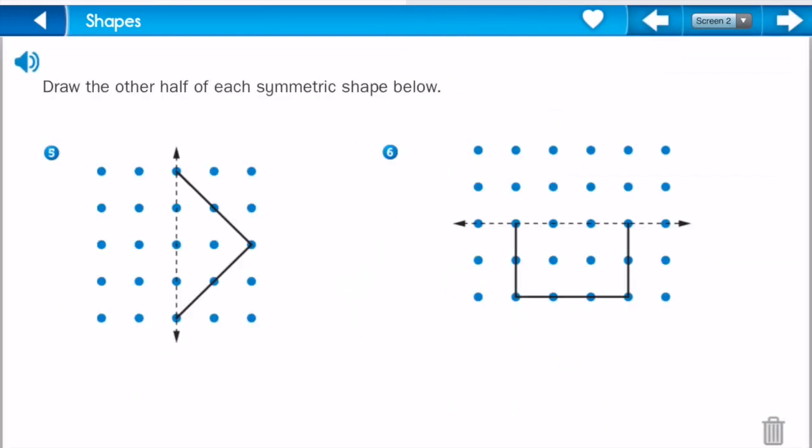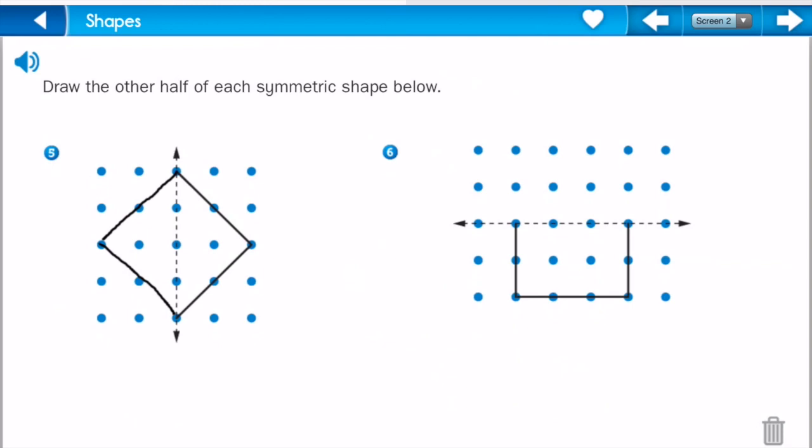Okay, now we're going to do the symmetric shapes. So it looks like here my line goes all the way down to here, and then it connects right over here. So I know if I fold those over on that line of symmetry right there, it would be the same shape. Okay, let's go to the next one.